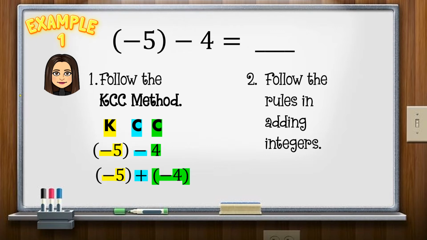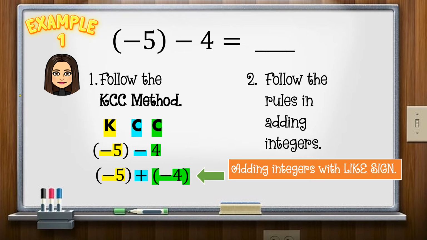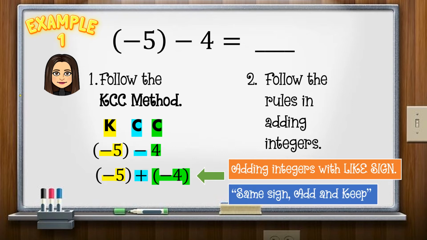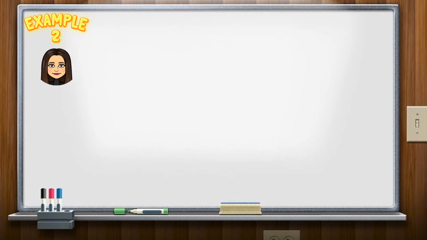The second rule is we will follow the rules on how we add integers. As you can see, from the new expression, we are adding integers with like sign. Based on the rule, it says the same sign, add and keep. So 5 plus 4 will give us 9. Copying their common sign, that is -9. Therefore, -5 minus positive 4 is equal to -9.